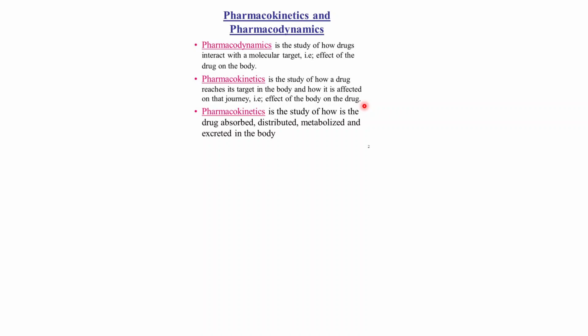Pharmacodynamics, on the other hand, is the study of how the drugs interact with the molecular target, that is the effect of the drug on the body, how the drug is acting on the body and how it is affecting things in the body. For example, when you are taking an antibacterial drug, you are taking it orally, let's say, then it is getting absorbed in your stomach and the bodily fluids, and then it is getting metabolized and excreted. That is the pharmacokinetics. But when the active components of the drug reach the bacteria-infected cell, how it is acting on that particular cell, how it is killing the bacterial cells, this study is known as the pharmacodynamic study.